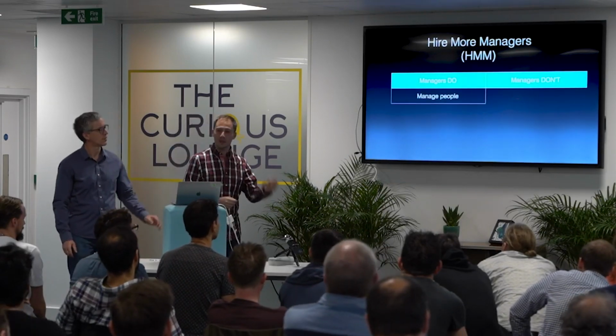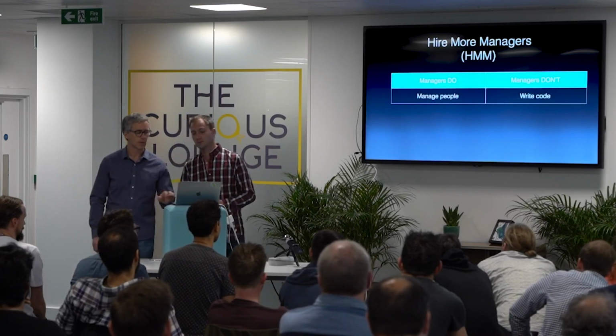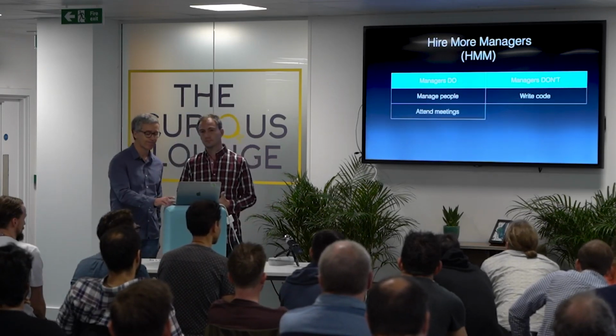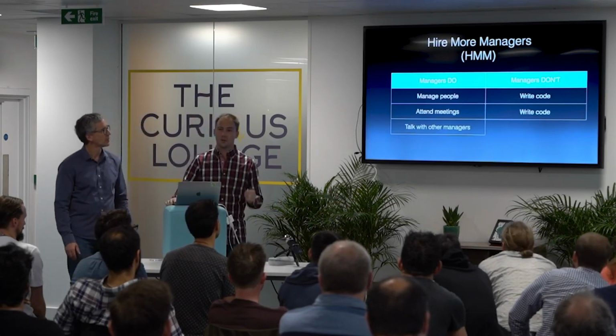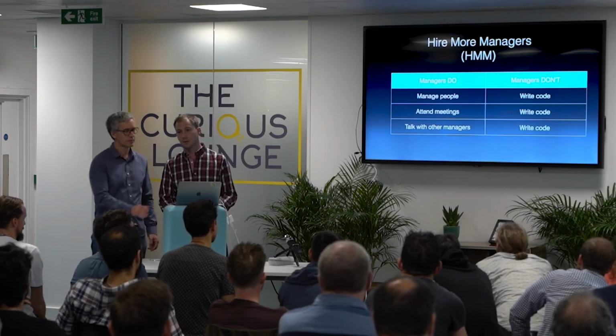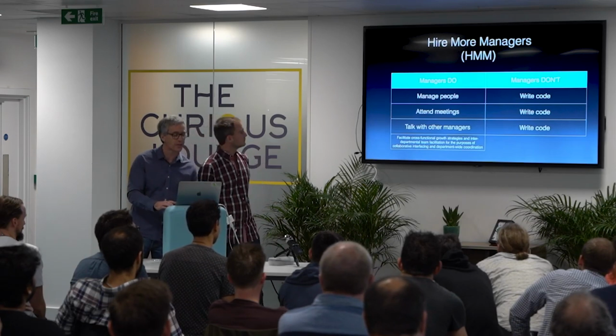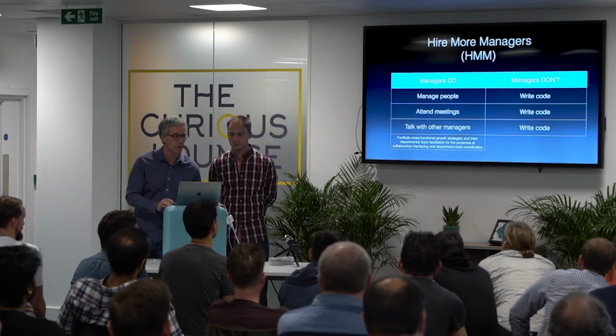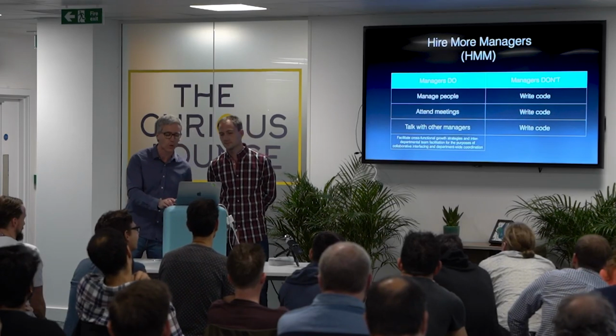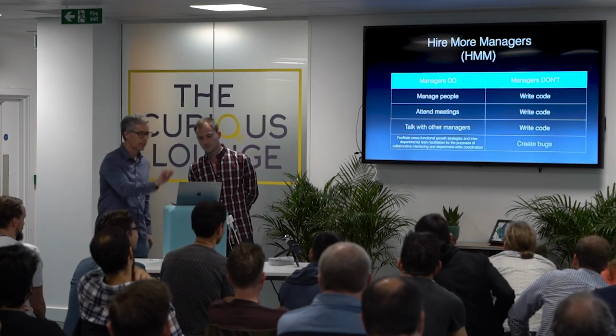So this results in some of the processes that we think will work for you. So here's one. Hire more managers. Or... So let's look at why it works. So here are things that managers do. Managers manage people. They do not write code. Managers attend meetings. They don't write code. They talk with other managers, but they do not write code. Managers facilitate cross-functional growth strategies and interdepartmental team facilitation for the purposes of collaborative interfacing and departmental-wide coordination. They do not create bugs.